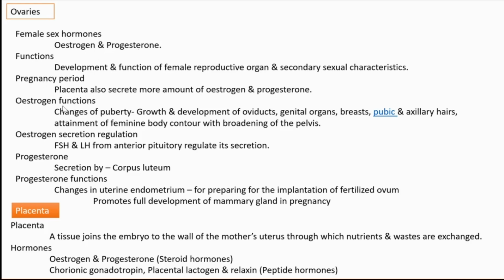Okay, then what are the functions of this estrogen? It is responsible for the changes that happen after puberty. After attaining puberty, some changes occur in the body of a girl. The hormone responsible for those changes is estrogen. That is growth and development of oviducts, genital organs, breast, pubic region. I will show that picture here.